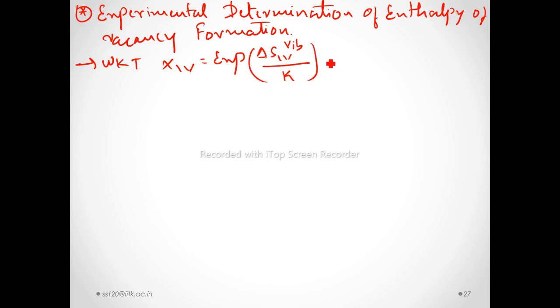So, the basic equation is, we know that x1v equals exponential of delta S1v vibration divided by k, into exponential of minus delta H1v divided by kT.